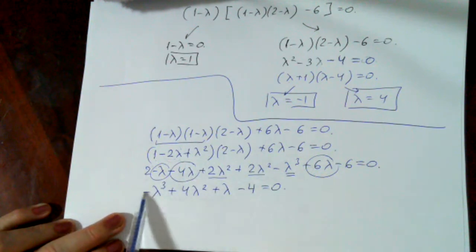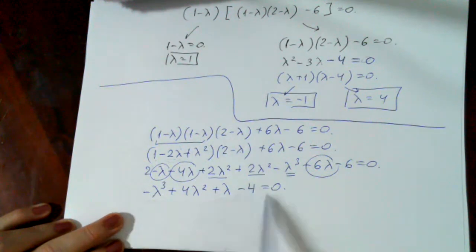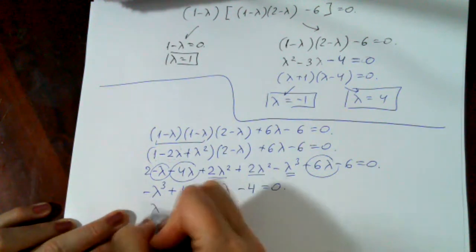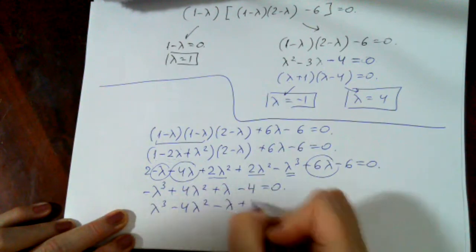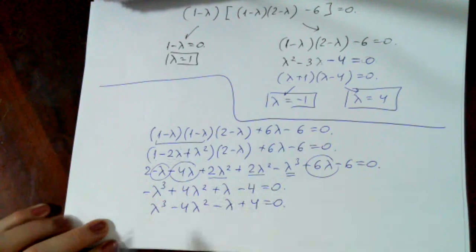The only thing is it's better to get rid of this negative sign, and it could be done by multiplying both sides by minus 2. Let's do it. It would look much better. Lambda cubed minus 4 lambda squared minus lambda plus 4. Look at this. We're quite lucky.